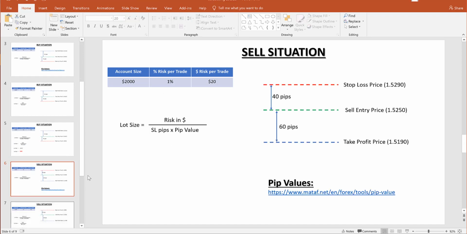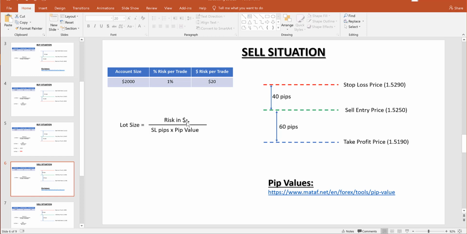Now let's go to a sell situation. So similar arrangement. In this case, the sell entry price is there, and for a sell price, the stop loss should be above the entry. In this case, the stop loss is 40 pips, which is 1.5290 minus 1.5250, and that gives you 40 pips. And the take profit will be below, and in this case we're using a 60 pip take profit, and that will give us 1.5190.